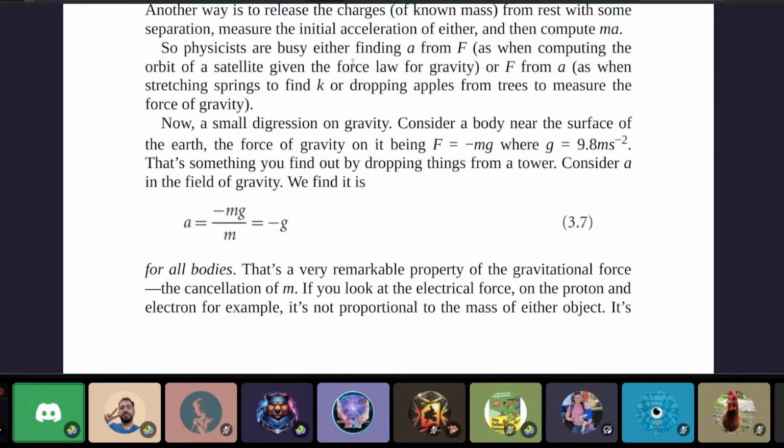Physicists are busy either finding A from F, as when computing the orbit of a satellite given the force law for gravity, or F from A, as when stretching springs to find K, or dropping apples from trees to measure the force of gravity.